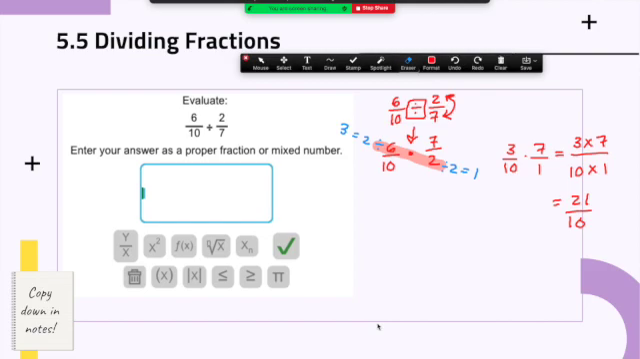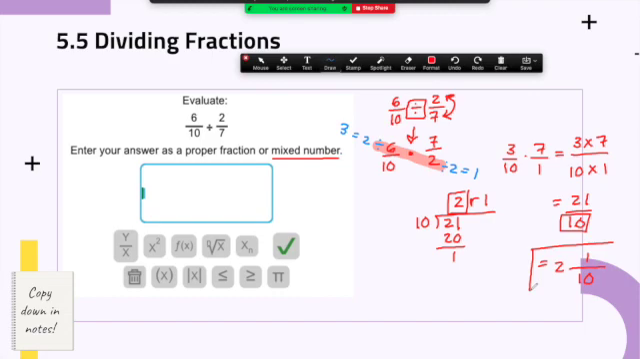To change it into a mixed number, that means I need to divide the 21 and the 10. So the 10 goes on the outside and the 21 goes on the inside. And from there, I do know that 2 times 10 equals 20. So my remainder is going to be 1. Since my remainder is 1, the remainder goes on the numerator. The 10 still stays on the bottom, and the whole number is going to be 2. And so this would be my end answer.